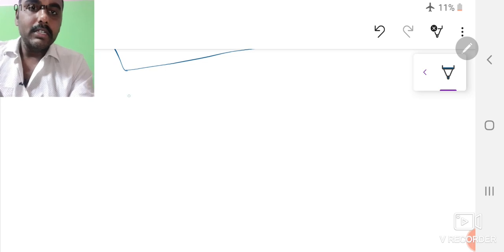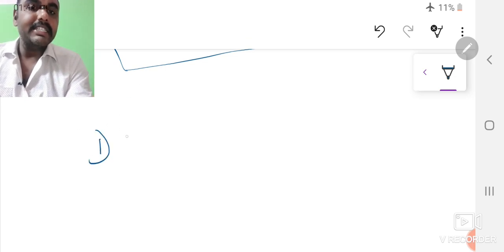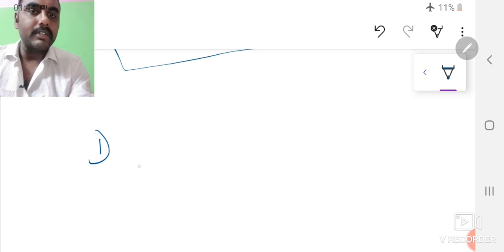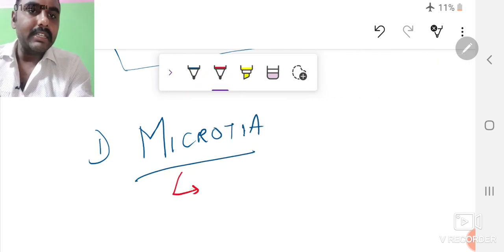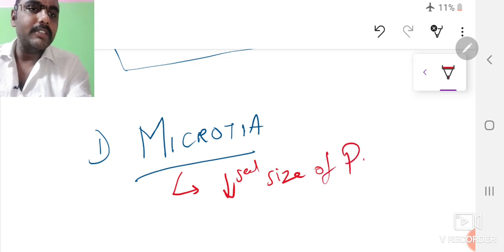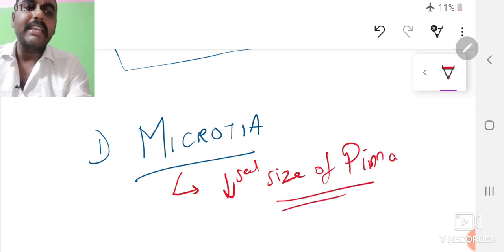Okay, so there are certain developmental anomalies, of which we will discuss only the major important ones. There is a condition called microtia. So what is microtia? Microtia is nothing but reduced size of the pinna. The pinna size is getting reduced, that is called microtia.